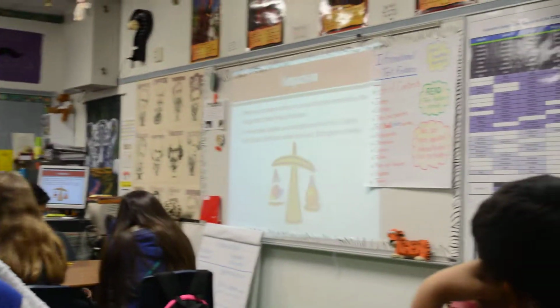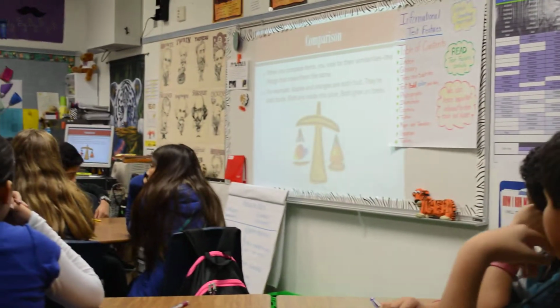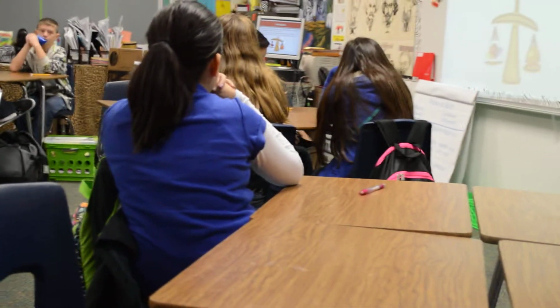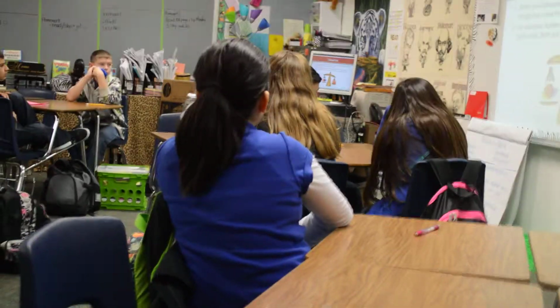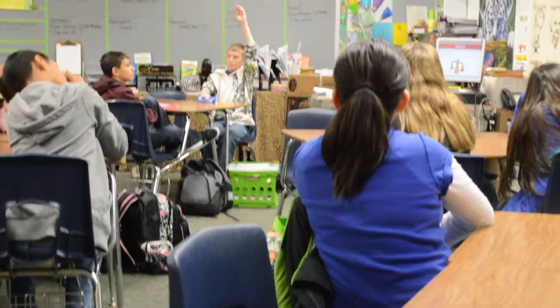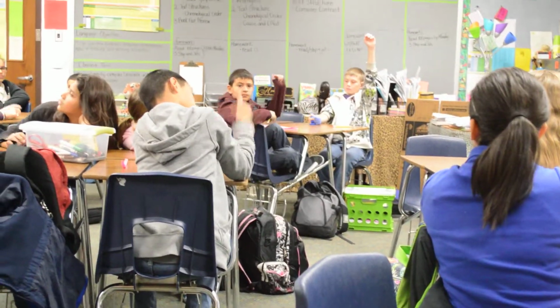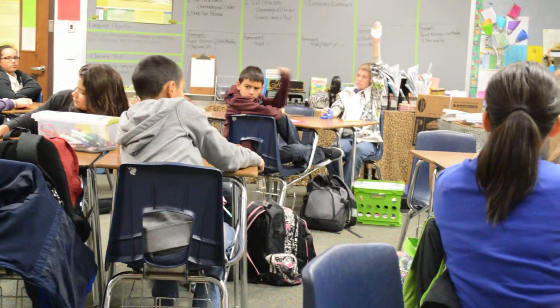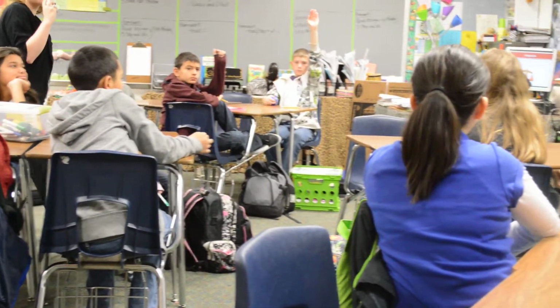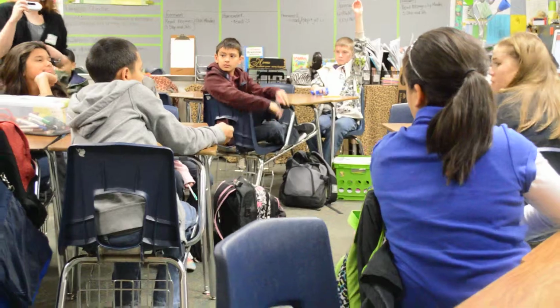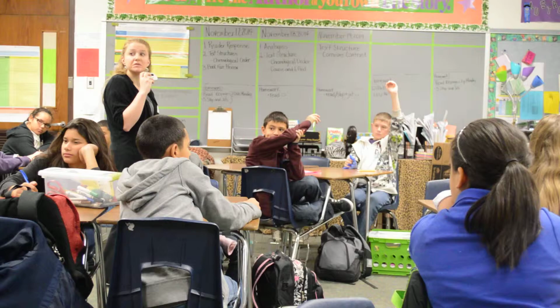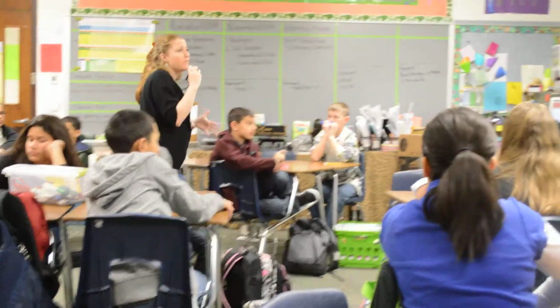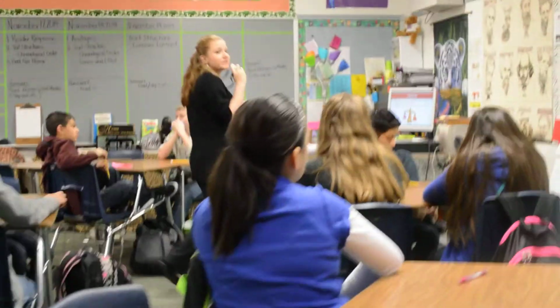So let's talk about comparison. When you compare items, you're gonna look for the similarities or the things that make them the same. So, for example, let's say we were gonna compare and contrast apples and oranges. What are the similarities between apples and oranges? They're both a circular shape. They're both fruits. Anybody else? They're both healthy. Okay, so that would be how we would compare. We would focus on the things that are the same about them.